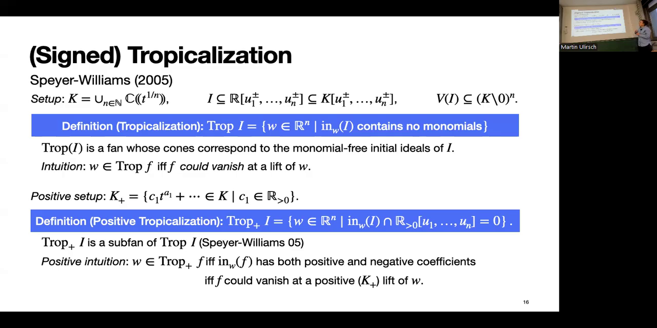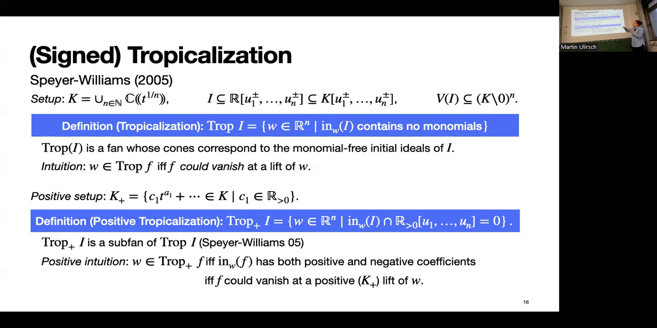And this defines a variety. Then the tropicalization is going to be all the weight vectors that give me an initial ideal that doesn't contain any monomials. And this is going to result in a polyhedral fan. And the intuition for something belonging in the fan is that a weight belongs in the fan if some lift of it, or if everything in the ideal could vanish at some lift of that weight.